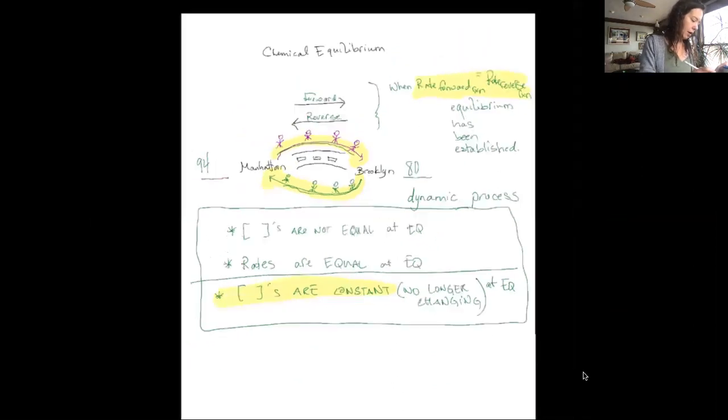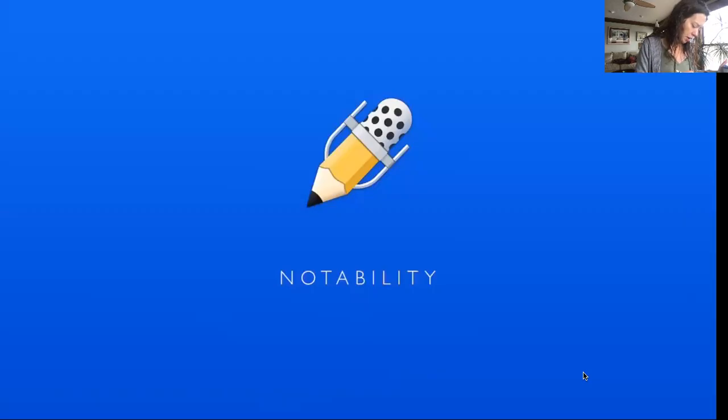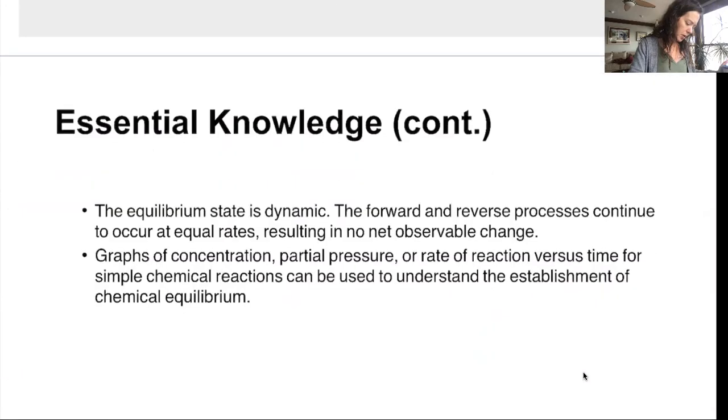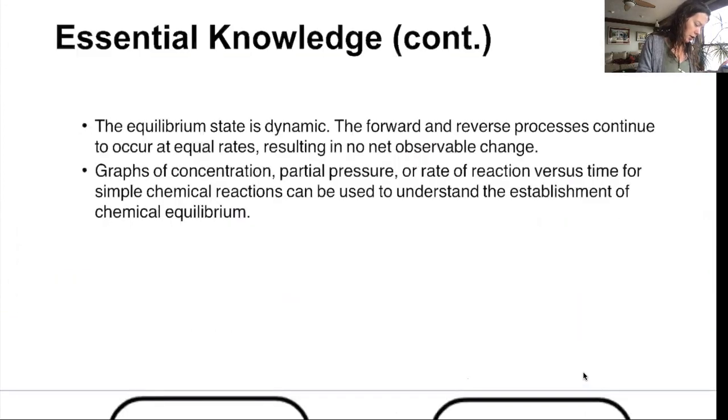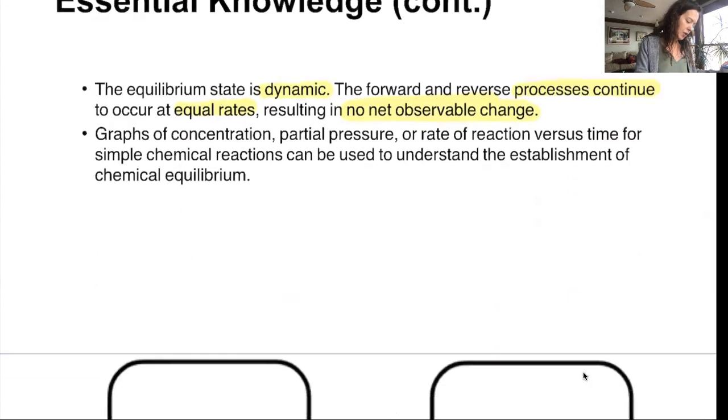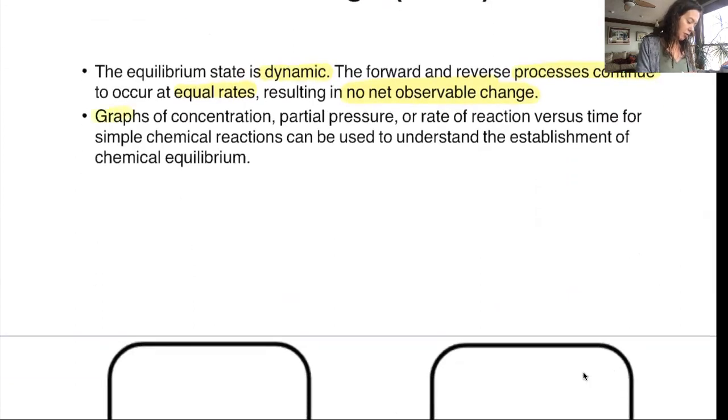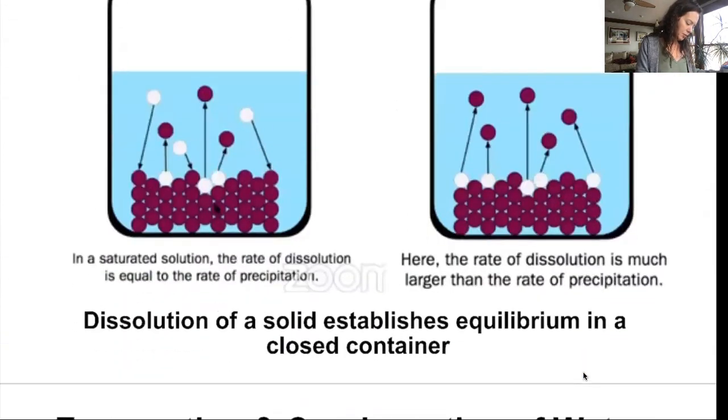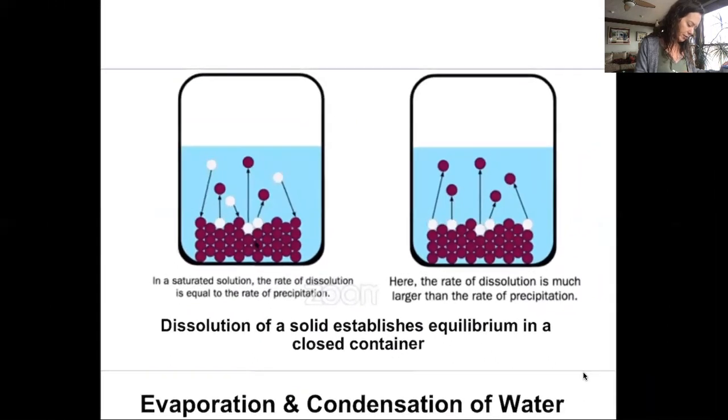Let's look at what that would look like by going to our PowerPoint and looking at some pictures. All right? Notice some of the key words here. Dynamic, right? That means that we have processes continuing, equal rates, no observable change. It appears as though nothing is occurring, right? The main part of this topic, 7.1, has to do with graphs, concentration graphs, okay? Let's look at this picture, and just diagrams are always good.